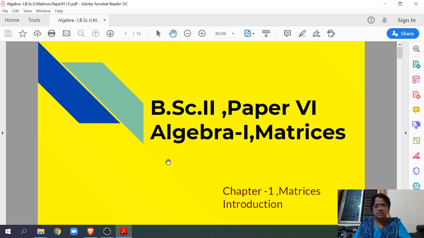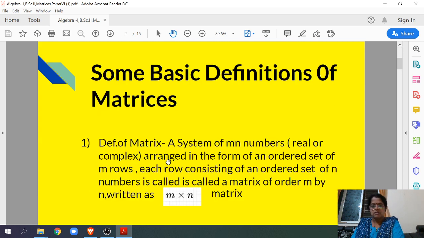Today we will see chapter 1, matrices, from Paper 6, Algebra 1. First we will see some basic definitions of matrices. First, see the definition of matrix.